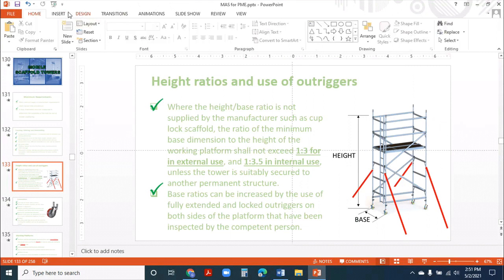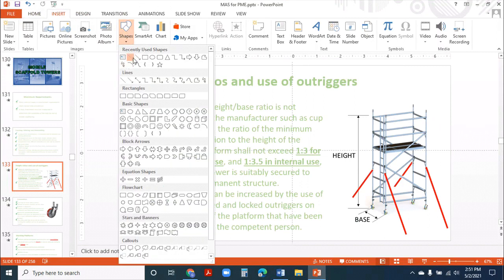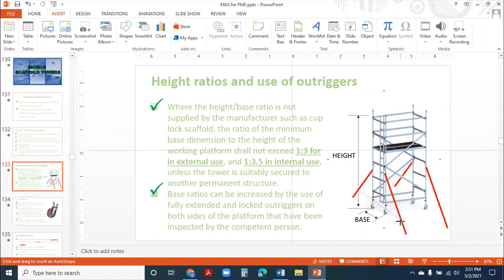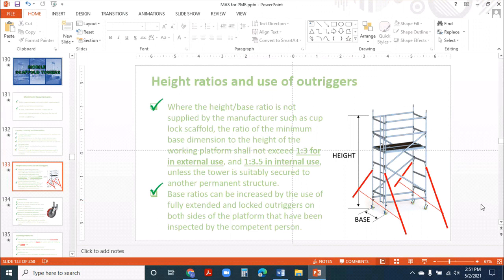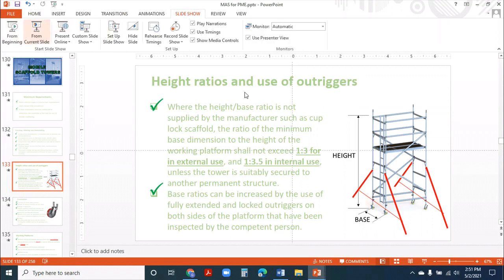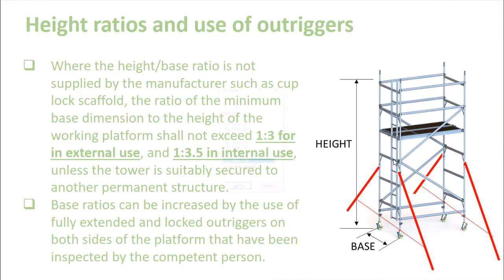So on this matter, you are increasing the base ratio of the said scaffold. Okay, so that is the outrigger example sketch. So on this matter, because you provided outrigger, you increase the base dimension of the mobile scaffold.